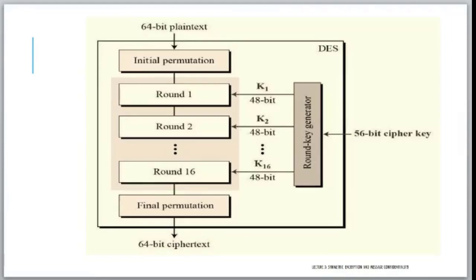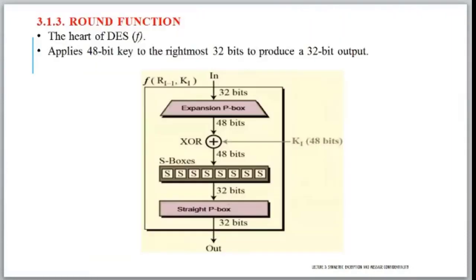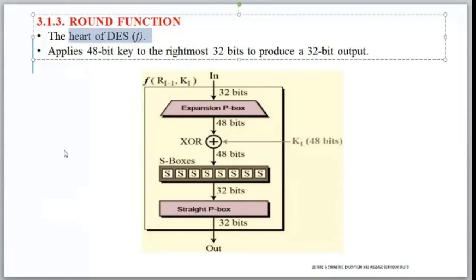Now I'm just going for the round function. So this is the round function. It is very important. You have to draw this and you have to keep it in your mind. This is going to be the heart of DES. So this is the main thing. Now in this you can see it applies a 48-bit key to the rightmost 32 bits to produce the 32 bits of output.